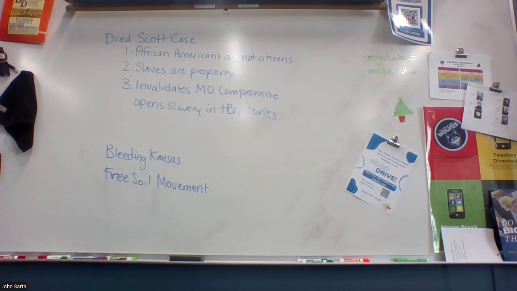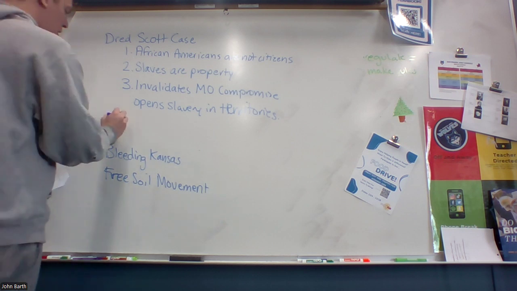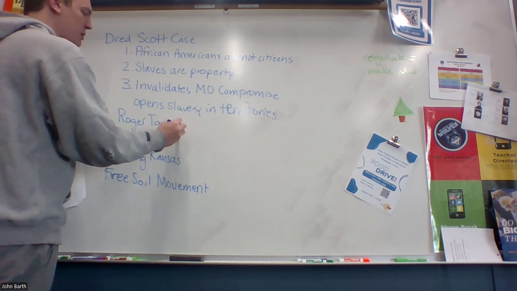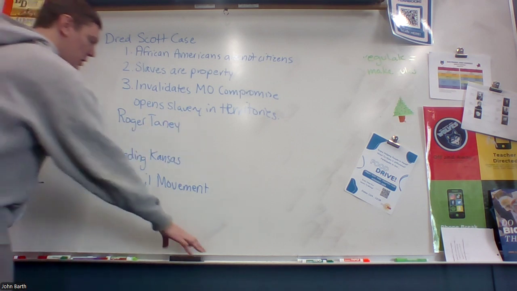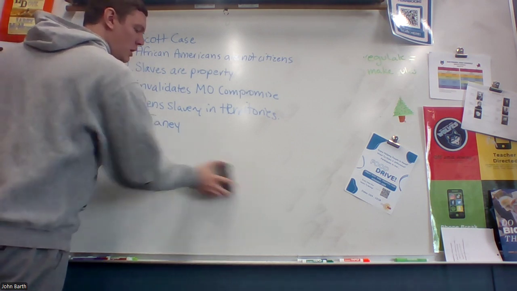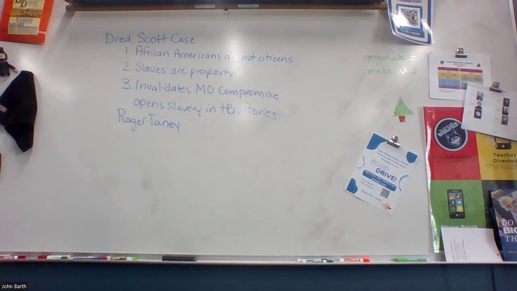Remember the justice who decided this? Roger Taney. It looks like Taney, but it's actually pronounced Taney. Okay, worst person in the world at this. Calhoun is dead, so he takes over.